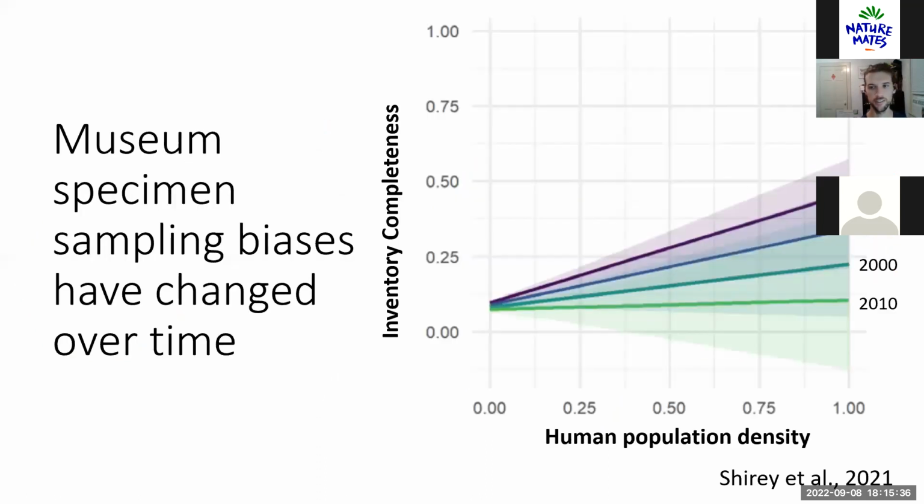These data biases have also changed through time. In this study led by Van Shirey, that Vijay Barve and Rob Guralnick were also co-authors on, we found inventory completeness of North American butterflies, inventory completeness being the number of species collected in an area over the number of species expected to be in an area, to be overall greater in more urban areas, suggesting an urban bias in museum samples. However, this urban bias in sampling has been decreasing through time, meaning that we know there are biases in these data, but you can't even assume these biases remain constant over time.